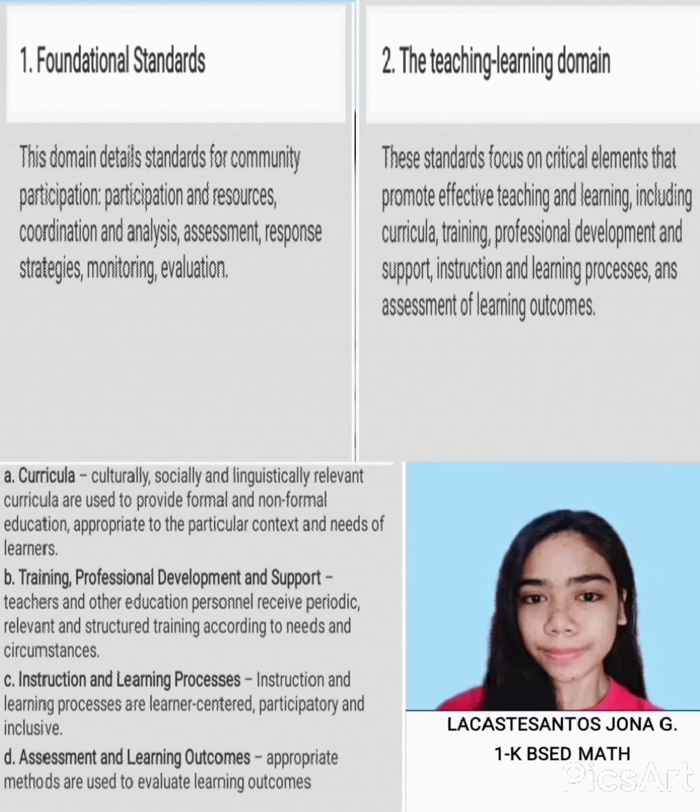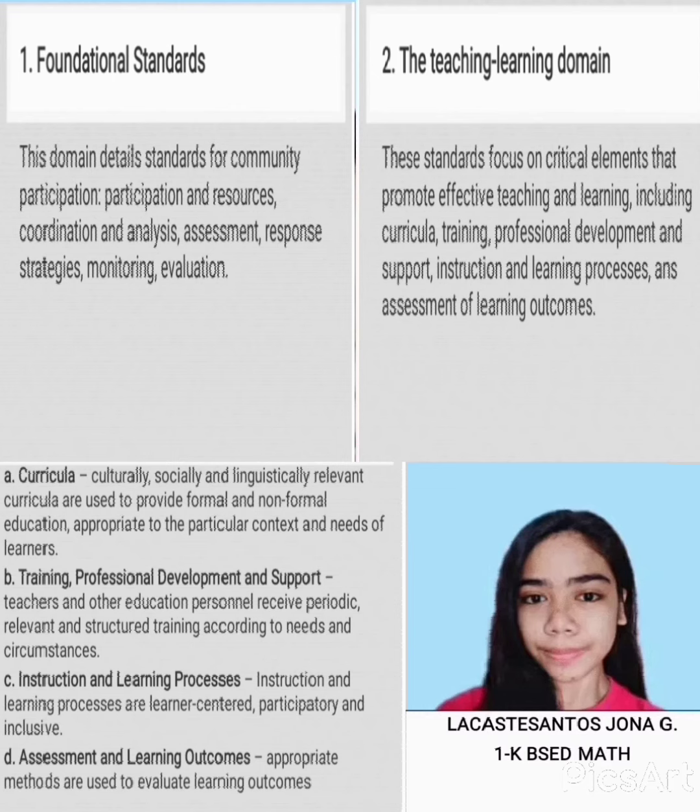C, instruction and learning processes. Instruction and learning processes are learner-centered, participatory, and inclusive. The instruction is important to include in this learning process, because without the instruction, the learner will be lost, or they will not participate because they do not understand.